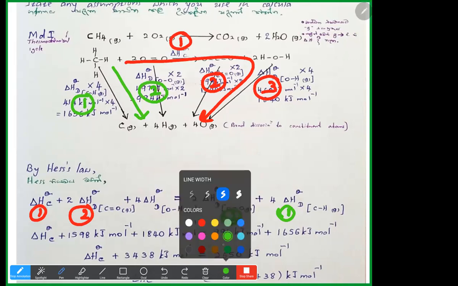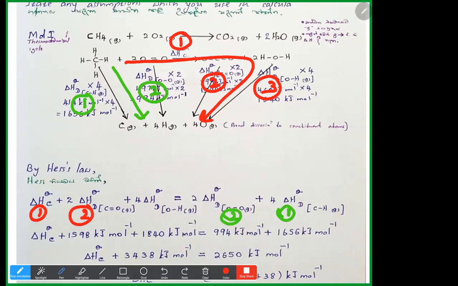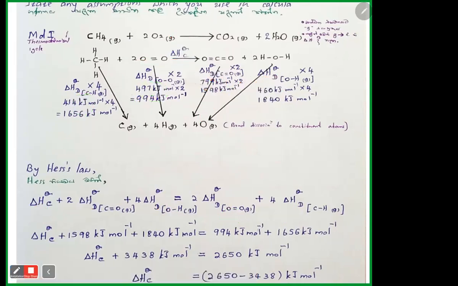CO, and this is number 3, OH. 1, 2, 3 equals 1, 2. Just do the substitution, get the answer very easily. This is dissociation.